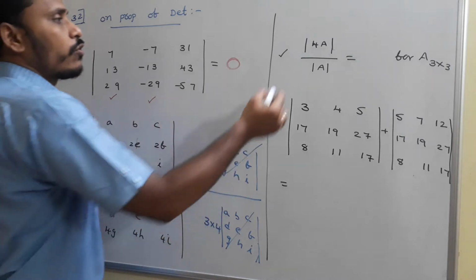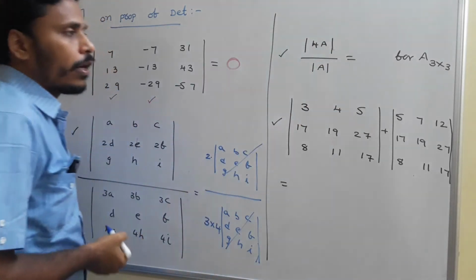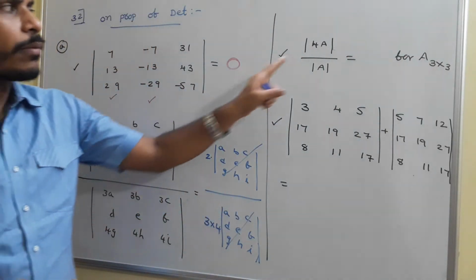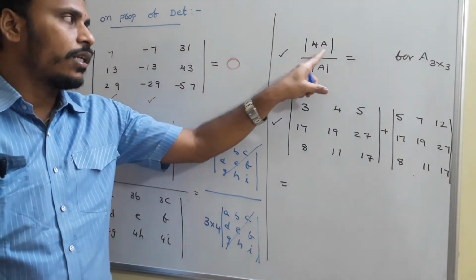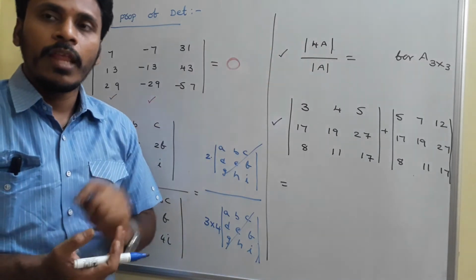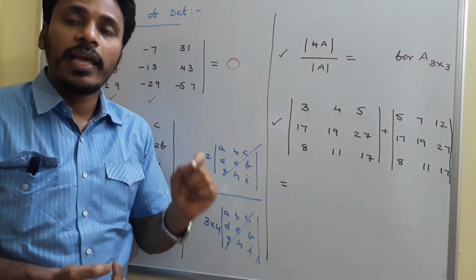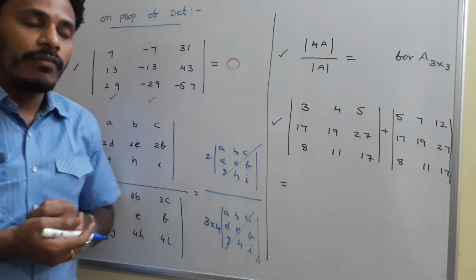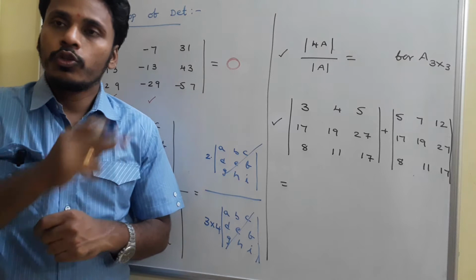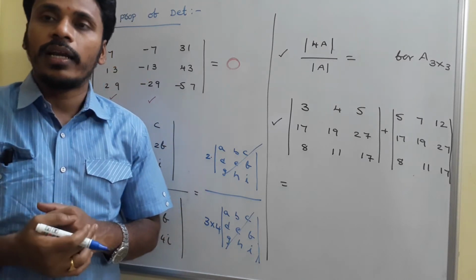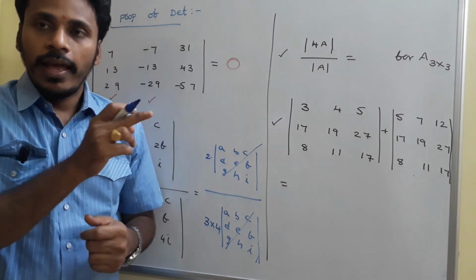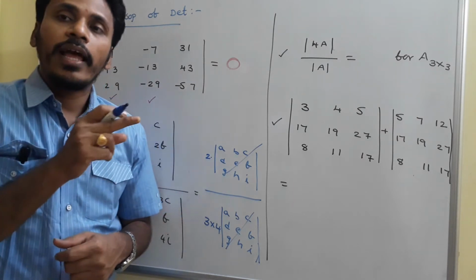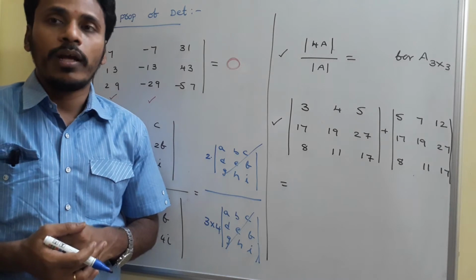And now, just you think about this determinant of 4A by determinant of A, where A is a 3 by 3 matrix. Determinant of 4A, for some time just leave about the determinant, think about 4A. 4A means we are multiplying every element of the matrix with 4. Since we are multiplying every element of the matrix with 4, every element of the first row contains 4 as a common number, every element of the second row contains 4 as a common number, and every element of the third row contains 4 as a common number.